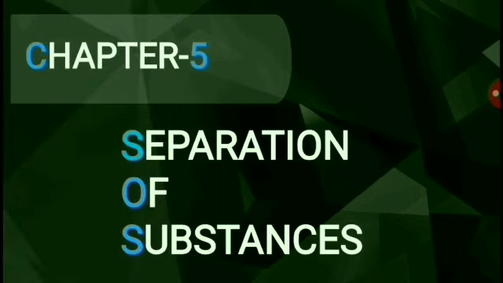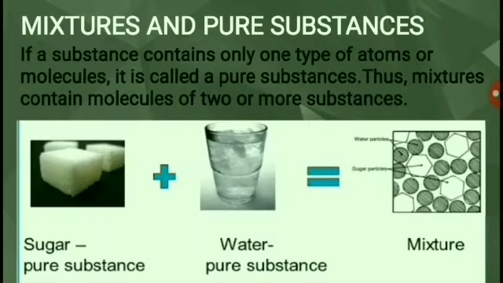So, as I've already told you, we are going to start our chapter number 5, separation of substances, today. In this chapter, we will study how and why the separation of substances is done. So, first we will start with mixtures and pure substances.